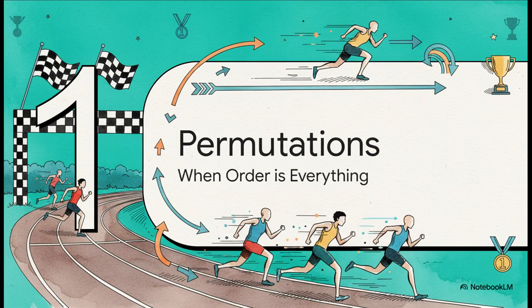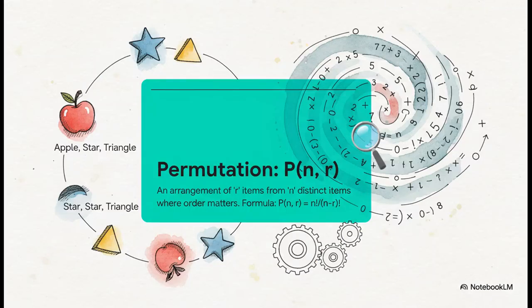Let's tackle that first problem, the race. This brings us to our first huge idea, permutations. Think of this as the tool you grab anytime the sequence, the arrangement, or the order itself is what really matters. So what exactly is a permutation? Well, it's an arrangement of a certain number of items, which we call R, that you're picking from a bigger group of items, which we call N. And the number one rule here is that order matters.